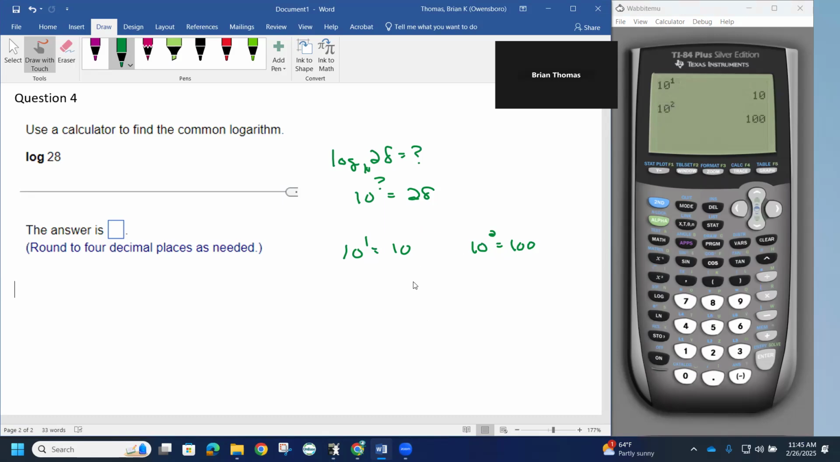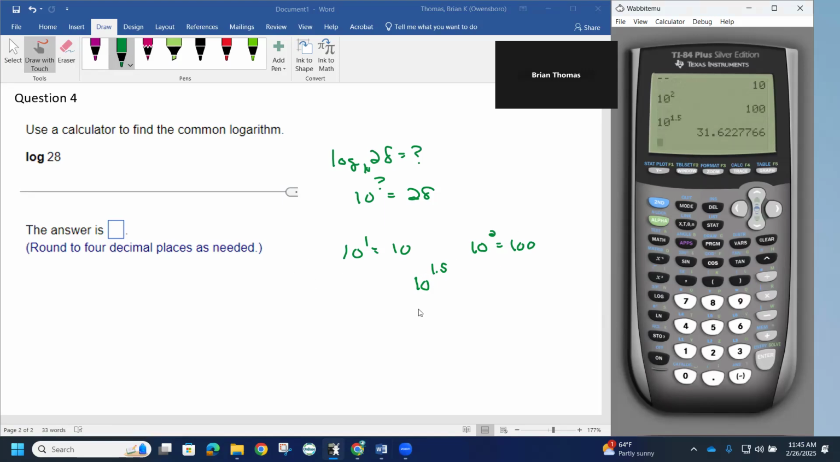So the exponent's got to be between 1 and 2. So I could try like 1.5, that'd be between 1 and 2. So a number between 1 and 2 would be like 1.5. So again, I could use the calculator to type in 10 to the 1.5. Strange exponent, but our calculator has the ability to do that. So notice how that's 31.6.